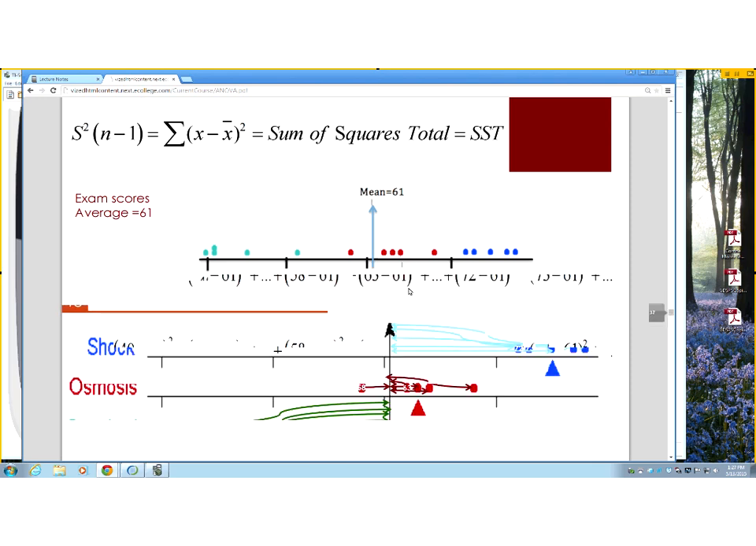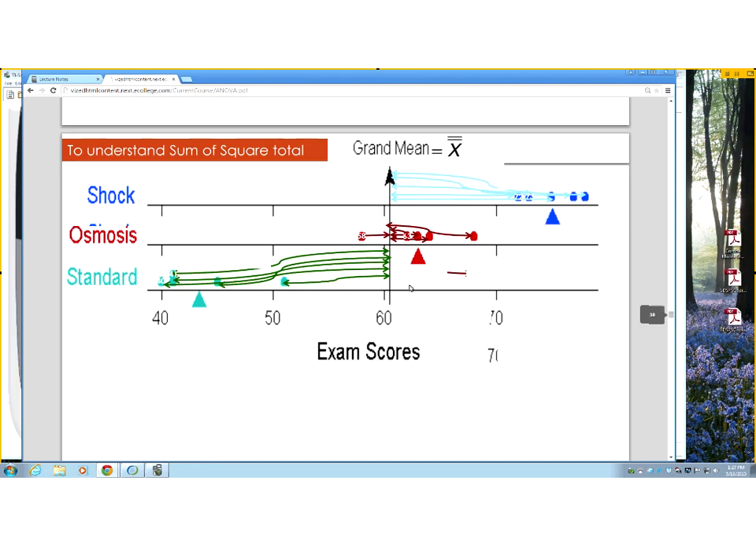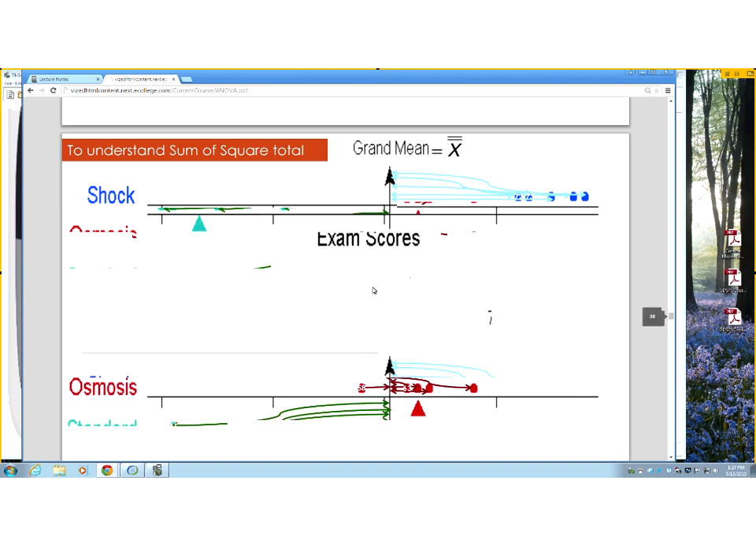All right, so here the grand mean was 61. And so when you see all the arrows, when you find the distance from each data value to the grand mean, that is your sum of squares total. All right, and that is obtained by doing the following.